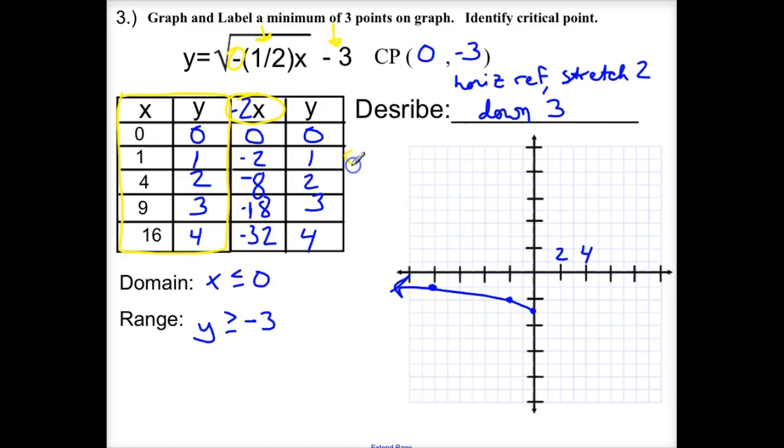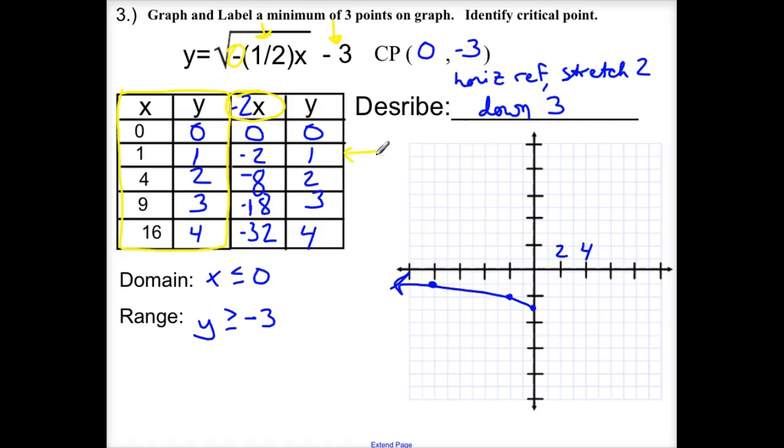So for example, this one, from my critical point, I went left 2, up 1 to get the point on the graph right here. And I plotted the next one, and of course the last two wouldn't fit on the graph.